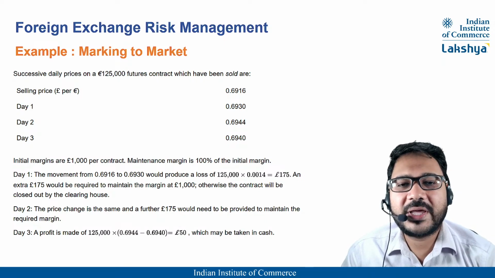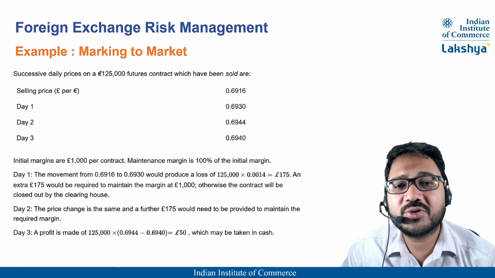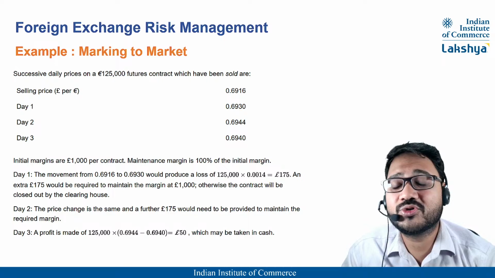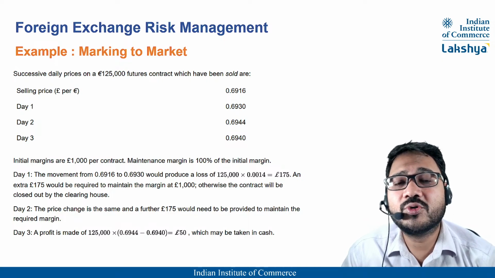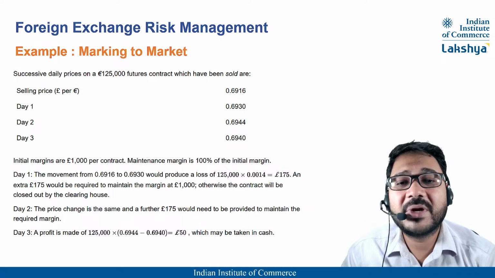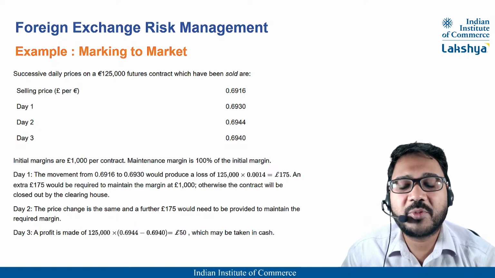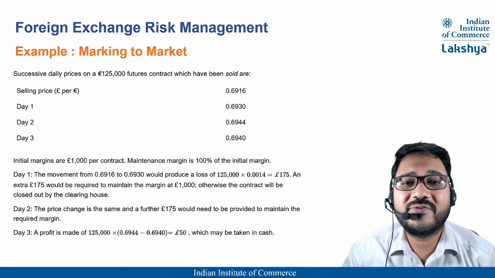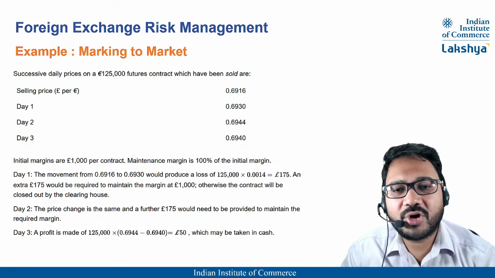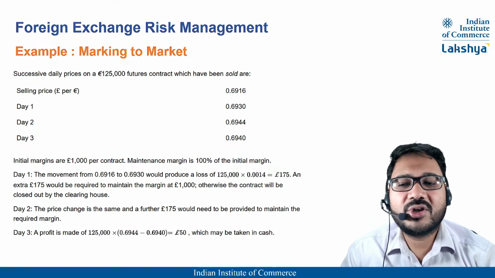Then on day one, the prices went to 0.6930. Now you are a seller. You will stand to make a profit when prices come down, because you sold first. In order for you to make a profit, you need to buy at a lower price. So prices coming down is favorable to you. But in this case, prices went up to 0.6930. That means you are making a loss from 0.6916 to 0.6930, which is a loss of 0.0014. So 125,000 euros into 0.0014 is equal to 175 pounds. That is the loss that you have made.